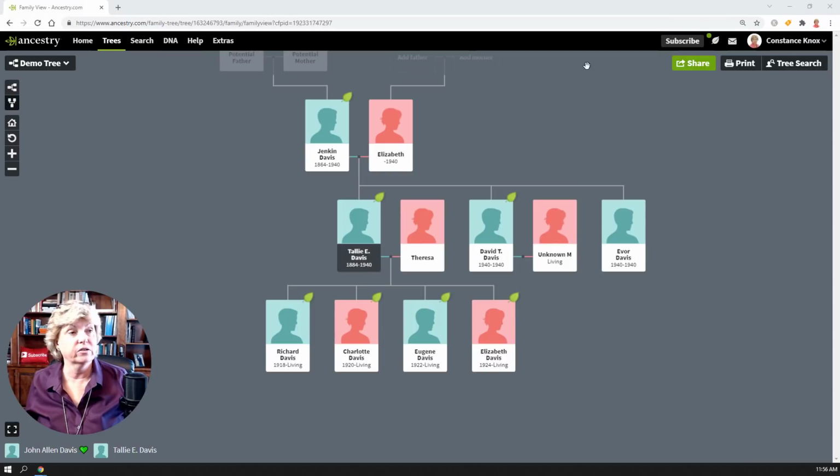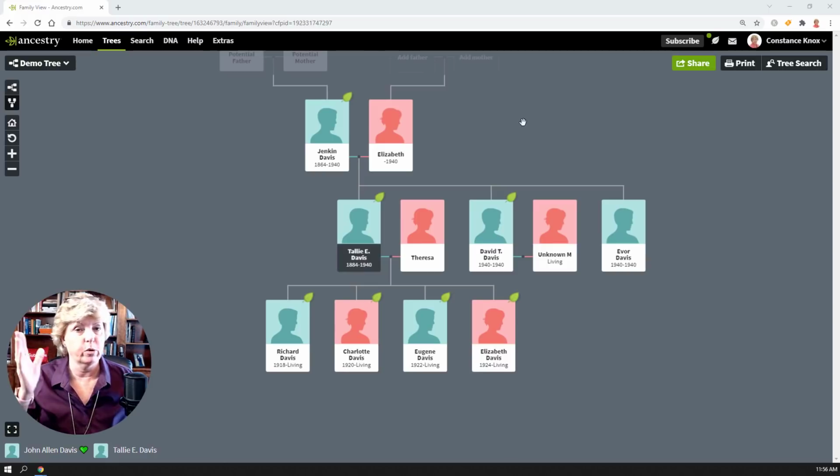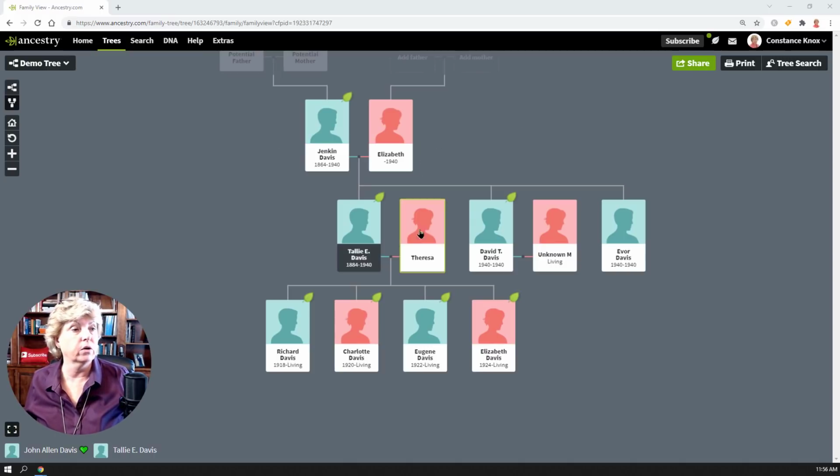All right, so here's the tree that I built. I just did this as a floating tree in my own tree. If you want to learn more about floating trees, there's a whole other video on that. But just for the sake of exercise, I created this in one of my trees. Anyway, so we have Tally here.